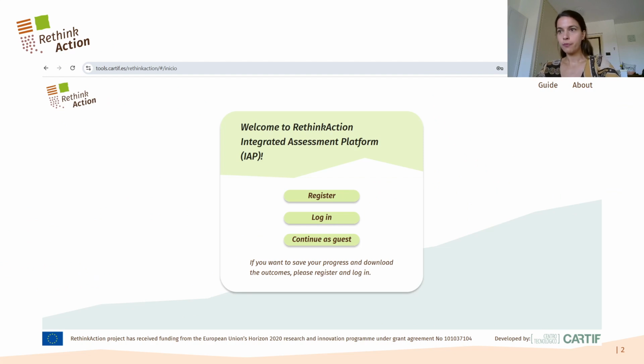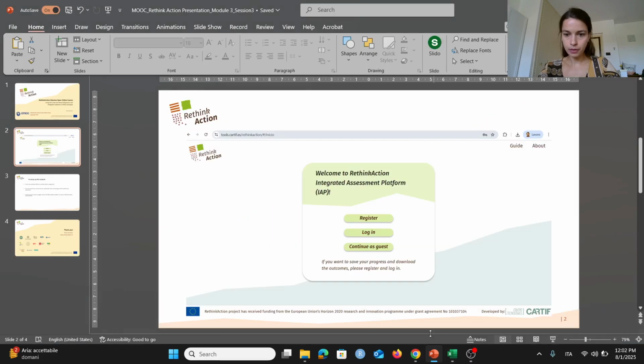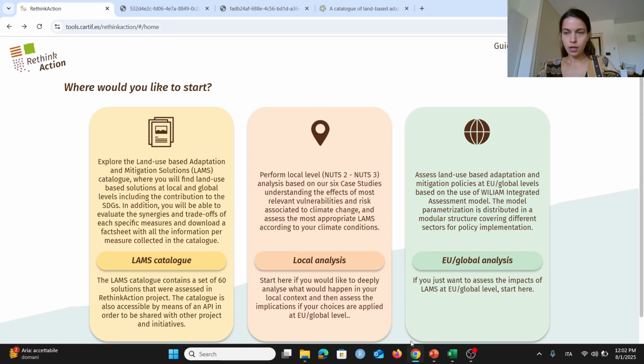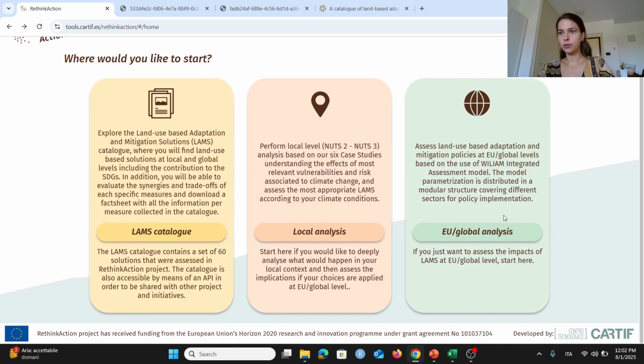Just to refresh your memory on the platform, after logging in, and now I will do it, you can log in whether as a citizen, policymaker, or researcher. You will find three main tools: the LAMS Catalogue, the local analysis, and the European and global analysis. Let's focus on the LAMS Catalogue.